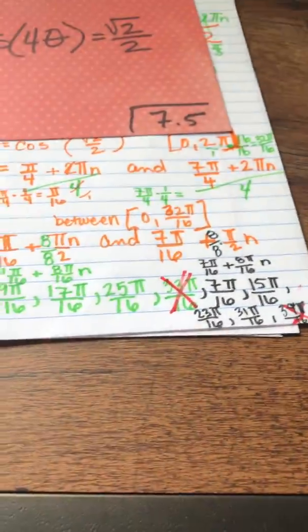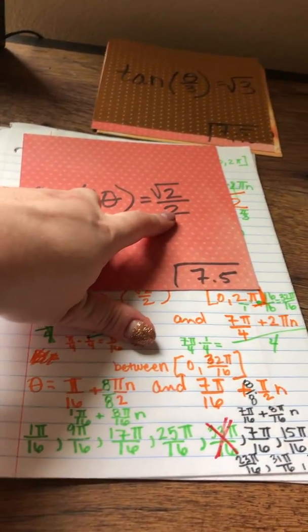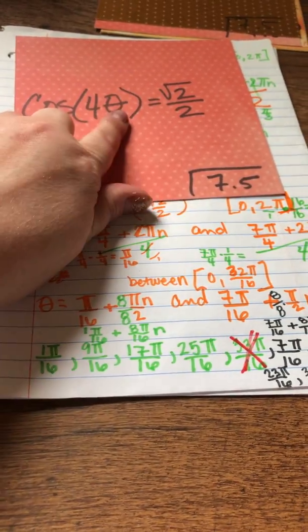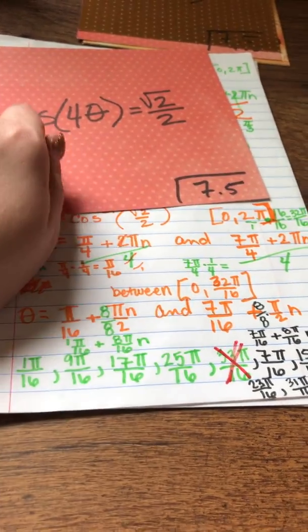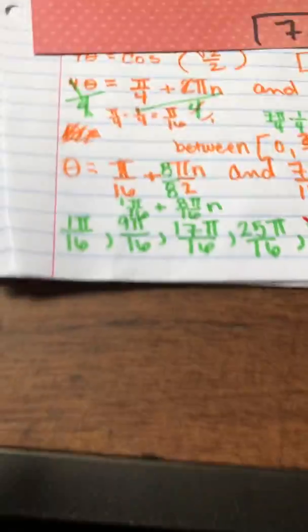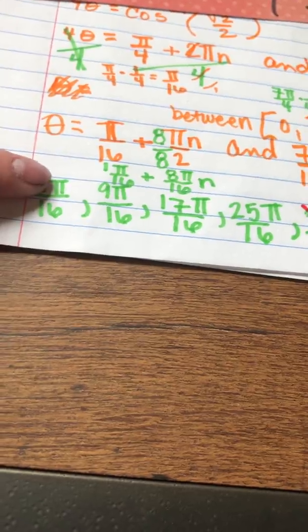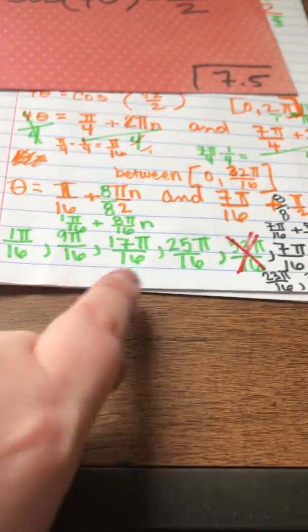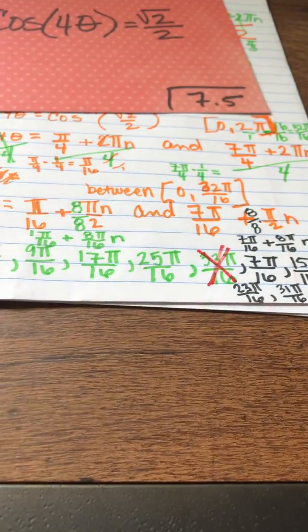So for this question, it was cosine 4 theta equals square root of 2 over 2. There's a bunch of thetas that I could plug in that when I multiply by 4 and take the cosine, I get square root of 2 over 2. And those thetas are pi over 16, 9 pi over 16, 17 pi over 16, 25 pi over 16, 7 pi over 16, 15 pi, 23, 31. All those. So that's 1, 2, 3, 4, 5, 6, 7, 8. 8 answers!